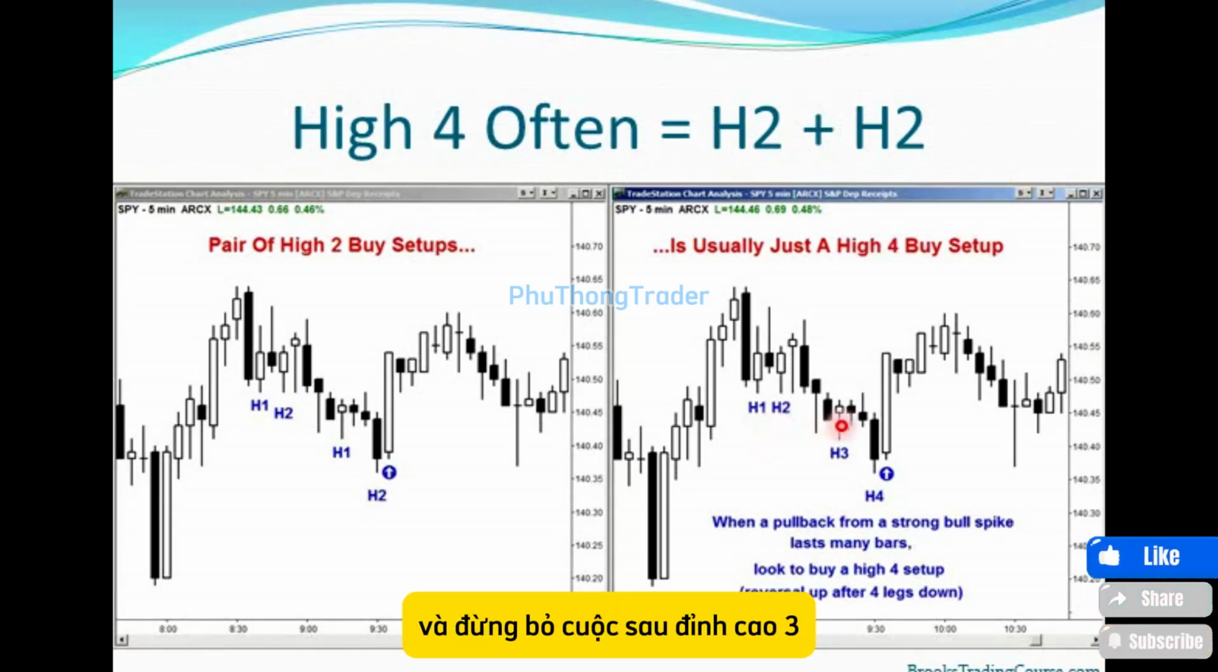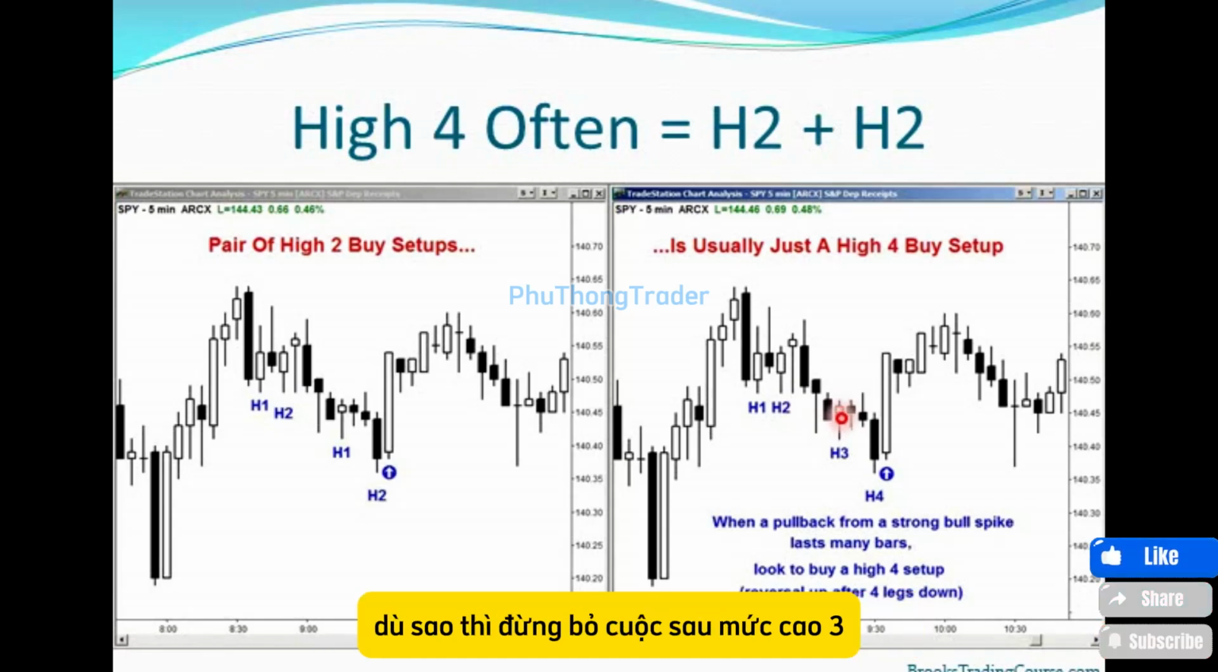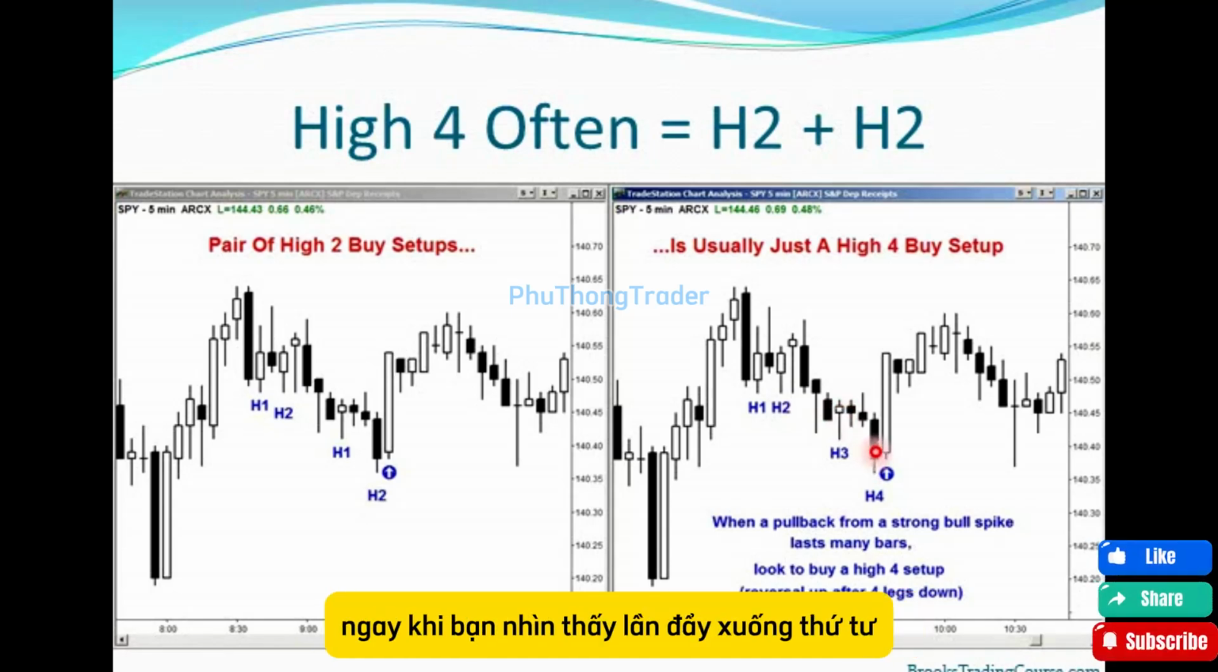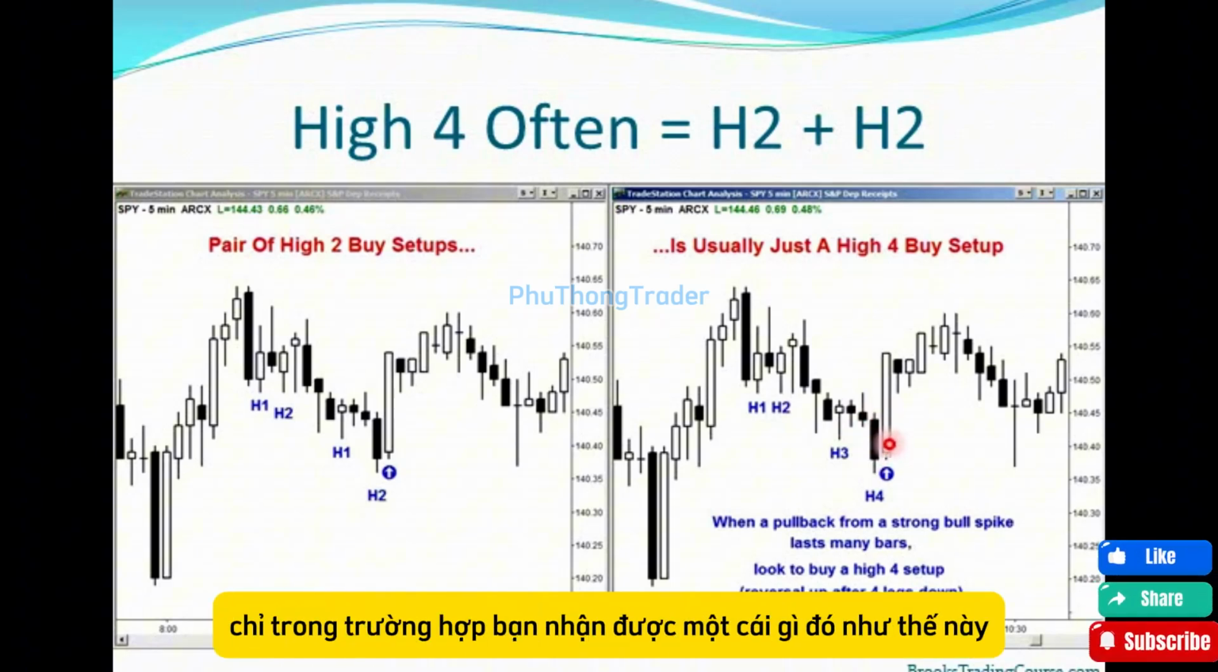And don't give up after the high 3. It's not a very good looking signal bar for the high 3 anyway. Don't give up after the high 3. As soon as you see the fourth push down, you place a buy stop one tick above its high, just in case you get something like this.